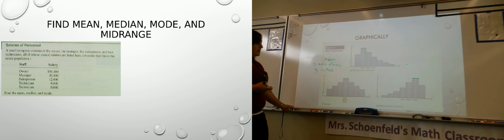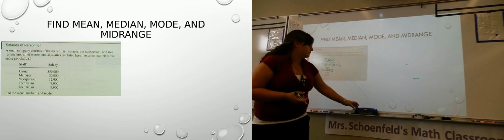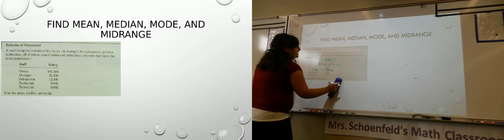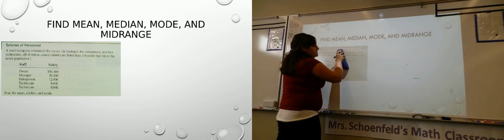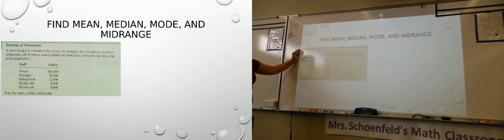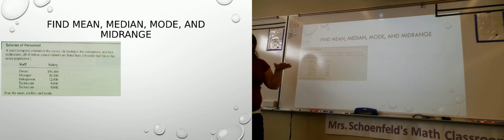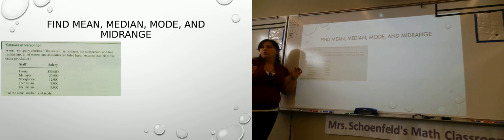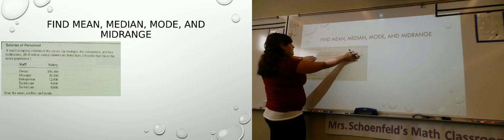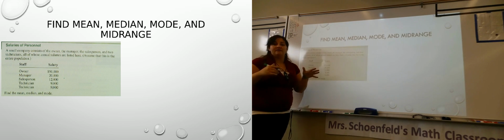Okay, let's find mean, median, and mode, and we'll also do a mid-range for this as well. This is some of how the wording will be. A small company consists of the owner, the manager, the salesperson, and 2 technicians, all of whose annual salaries are listed here. Assume this is the entire population. That means this is everybody in the company, so I'm looking for my mu when I find my mean.